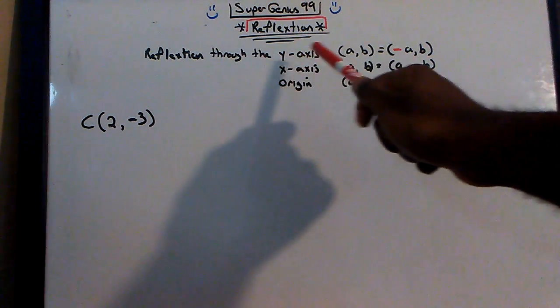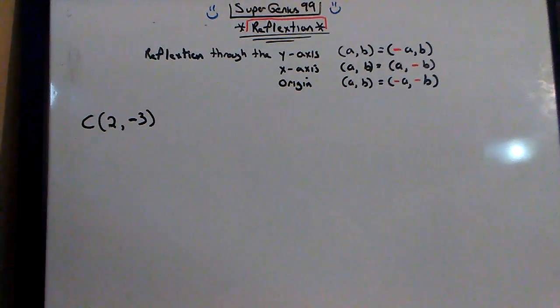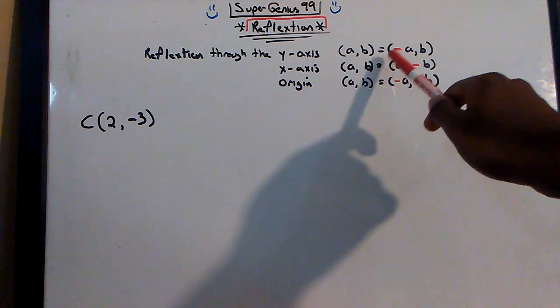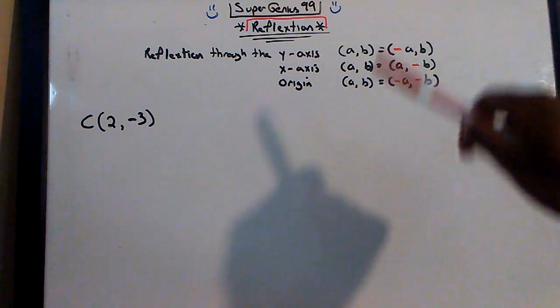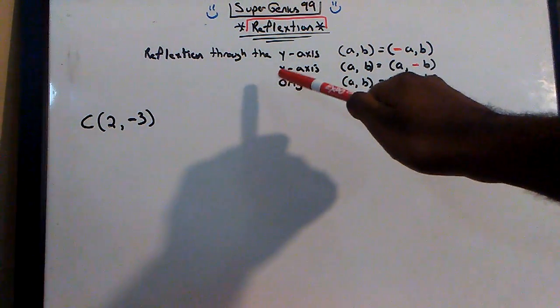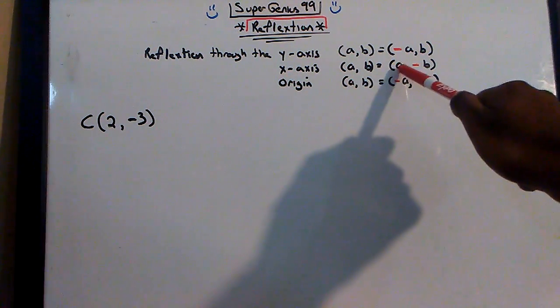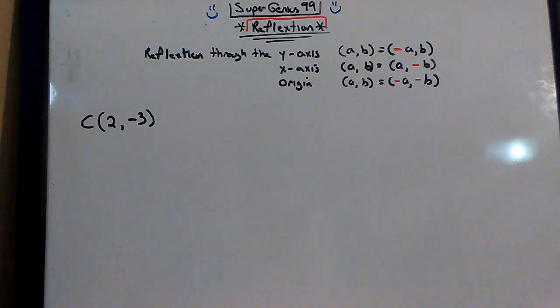If you want to reflect something through the y-axis, you will switch (a, b) to (-a, b). If you want to reflect something in the x-axis, (a, b) becomes (a, -b), and then for the origin, (a, b) will become (-a, -b).